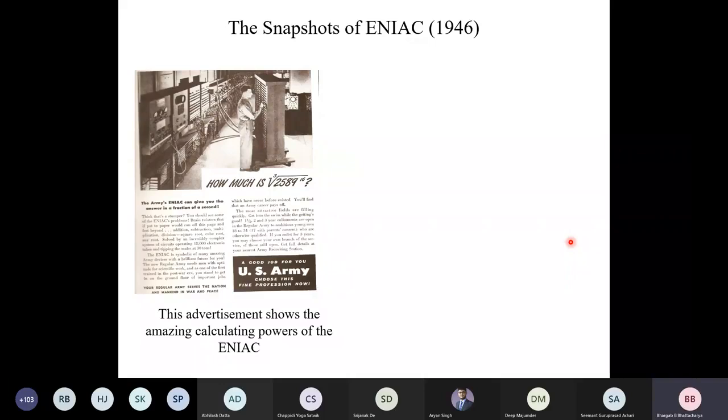So this is an interesting advertisement for the US Army. It says, what is the cube root of 2589 to the power 16? They are saying, please join the Army, because the Army has acquired this ENIAC, and if you join, you will get experience in computing this kind of complicated arithmetic. So this advertisement shows the amazing computing power of ENIAC.